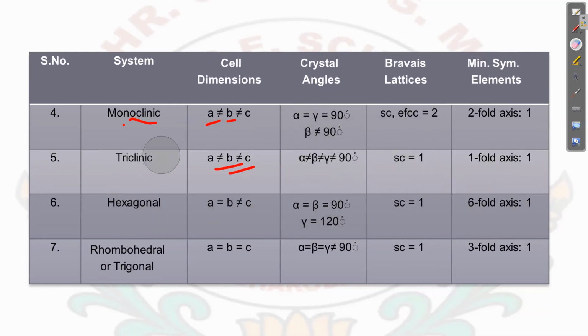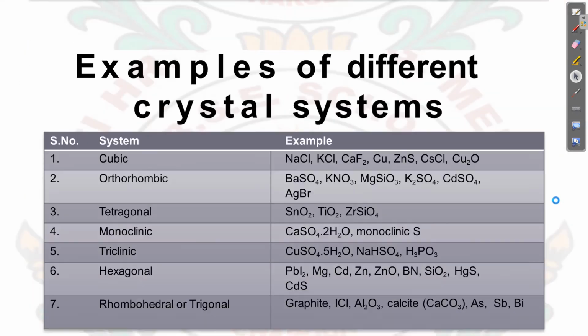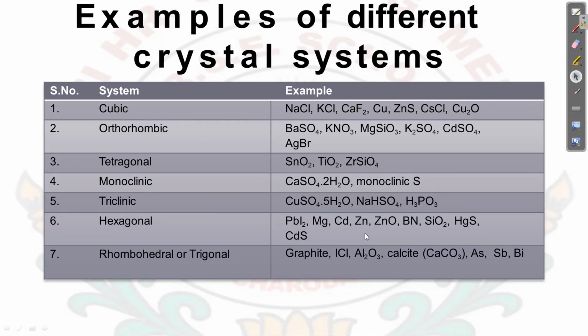Last is the rhombohedral or trigonal, where a is equal to b is equal to c. All the edge lengths are equal, and alpha, beta and gamma are equal to each other but not equal to 90 degrees. This is also a simple cell type, and a three-fold axis is present, of only one type. Okay, let's see the pictorial depiction of the Bravais lattice. Some examples are given here.